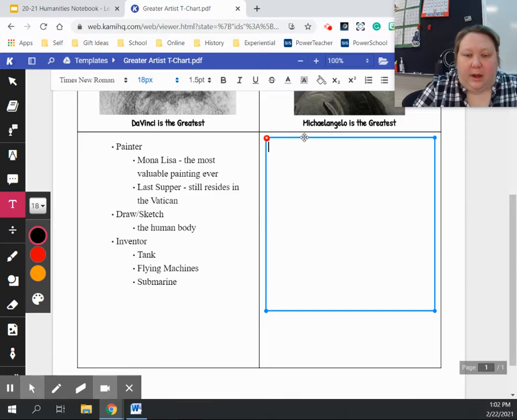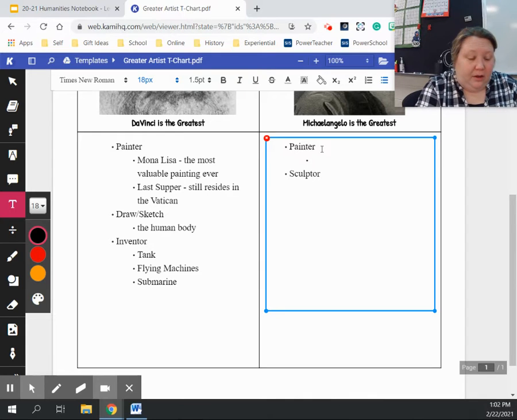Now, in terms of Michelangelo, we're going to go ahead here and make our little text box for Michelangelo. And we are going to do the exact same thing. So we know that he's a painter, and we know that he's a sculptor. And so we can put his paintings and sculptings in here.